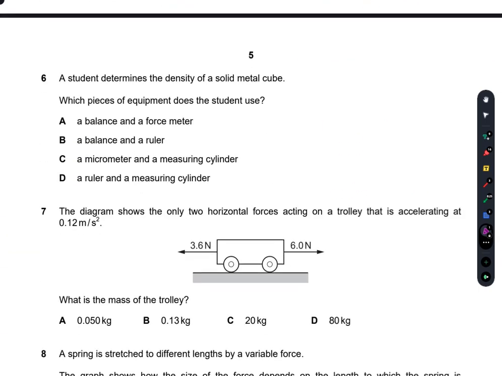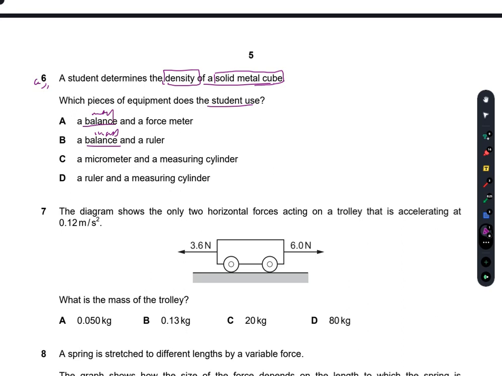Question number 6. A student determines the density of a solid metal cube. Which piece of equipment does the student use? So a solid metal cube, he has to measure its density. What he will use here is a balance, because he needs to measure mass first of all.